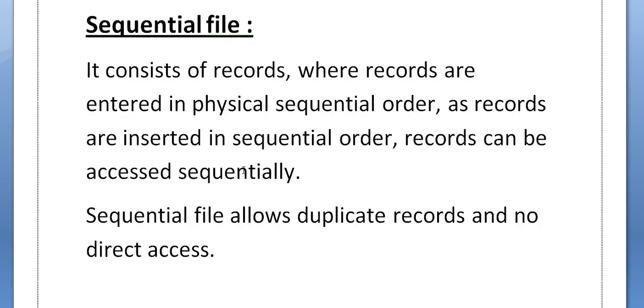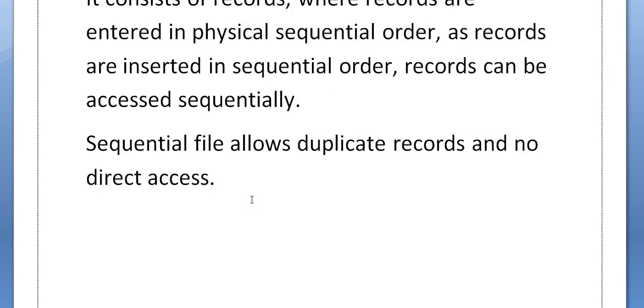As we all know, a sequential file is about entering the records sequentially. It consists of records where records are entered in physical sequential order. As records are inserted in physical sequential order, records can be accessed sequentially. A sequential file allows duplicate records and no direct access.